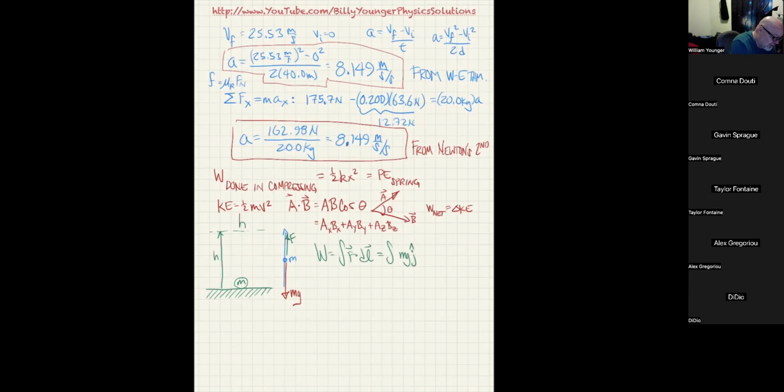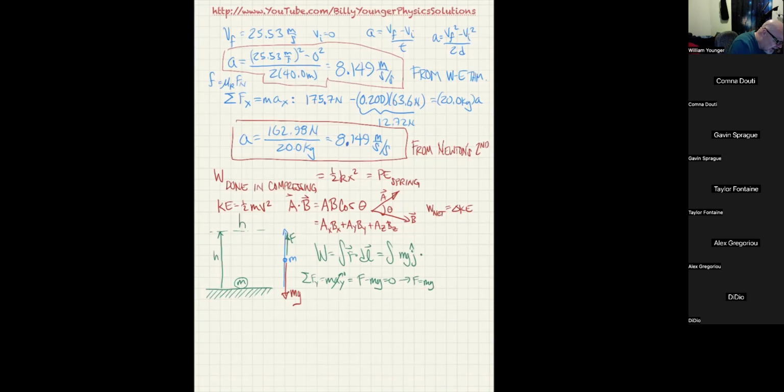Notice it's just barely enough: from the summation of forces in the y direction equals mass times acceleration in the y direction, and I want the acceleration equal to 0. That means F minus mg is equal to 0. So F is equal to mg. So that's why I use that.